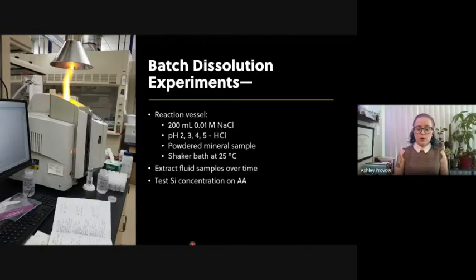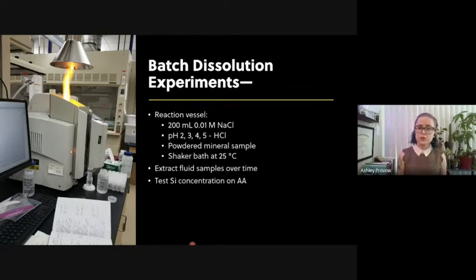What I'm going to talk to you about today is just some preliminary results for some batch dissolution experiments that we've been doing. These are basically to get an overall dissolution rate for these minerals so that when we perform these experiments a second time, we can do it with a little bit more accuracy and precision and have a little bit better material left over for microscopy work.